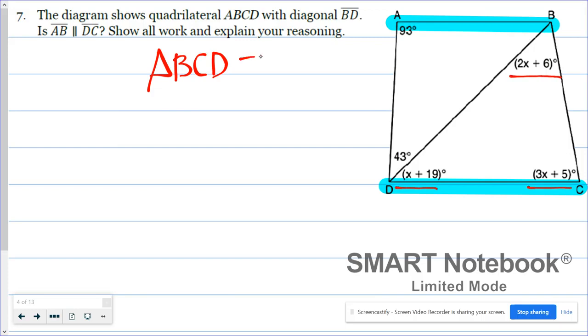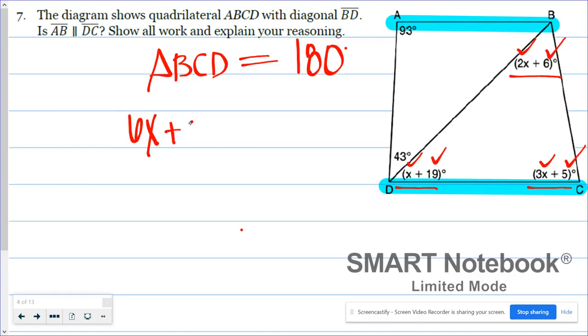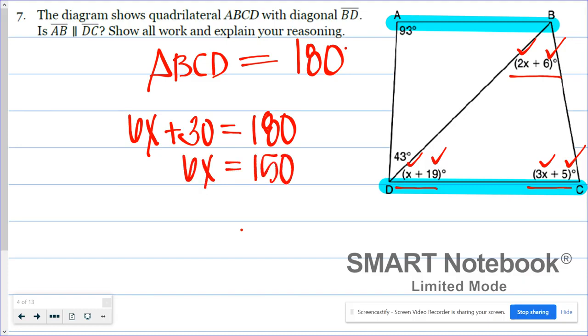And we know that all 3 of them should add to be 180 degrees. This will allow us to figure out what is x, right? So if I go 2x plus 3x, that's 6x. And then 6 plus 5 is 11, plus 19 is 30. So 6x plus 30 is 180. Right? And so we get that 6x is equal to 150, which means that x is equal to 25.